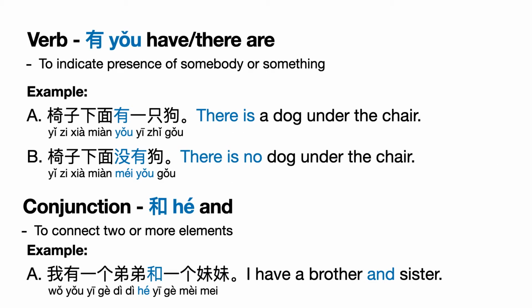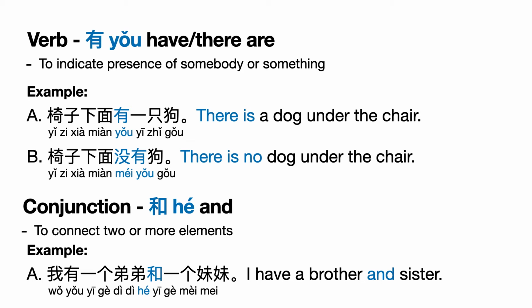Now, let's look at the verb 有 It means have or there are. It indicates the presence of something or somebody. For example, 椅子下面有一只狗。There is a dog under the chair. Or in the negative form. 椅子下面没有狗。There is no dog under the chair.